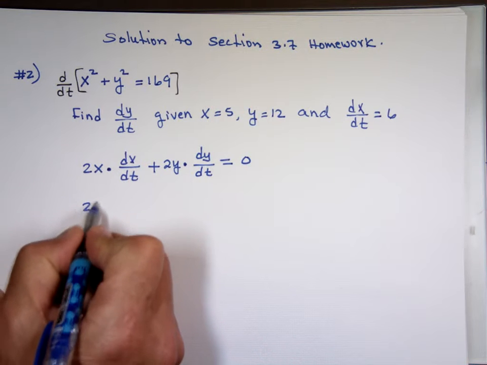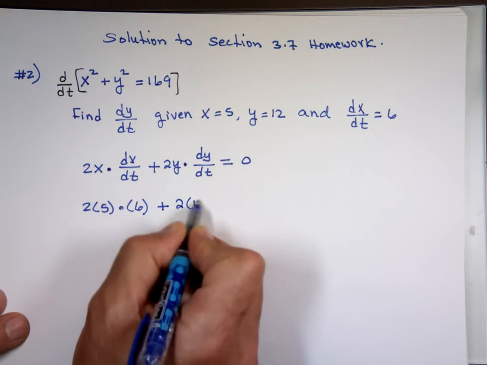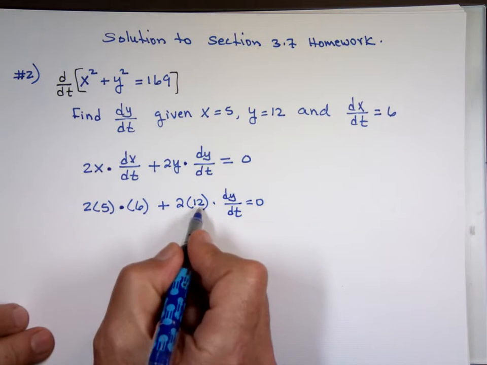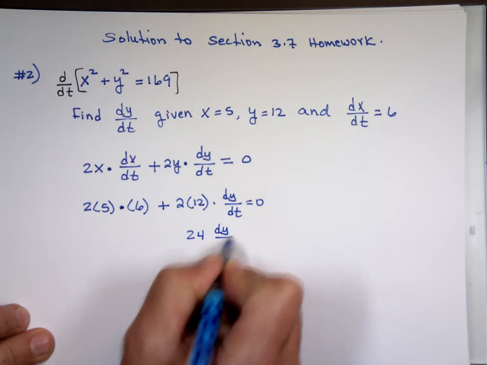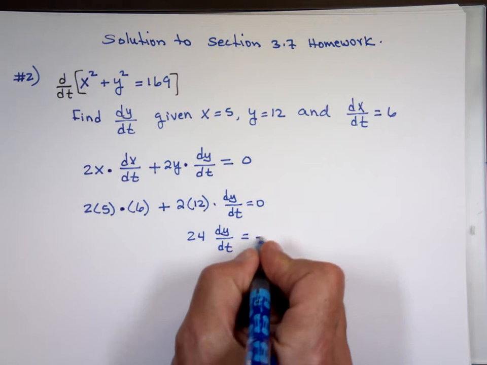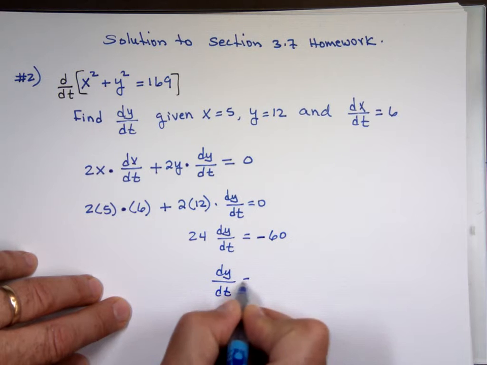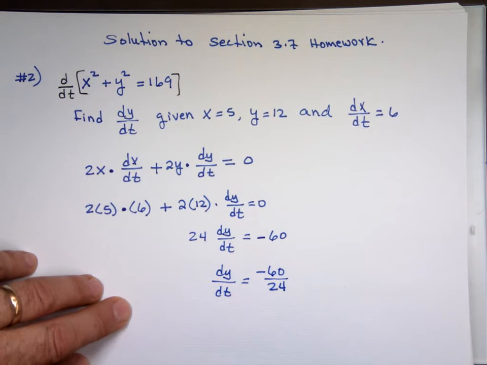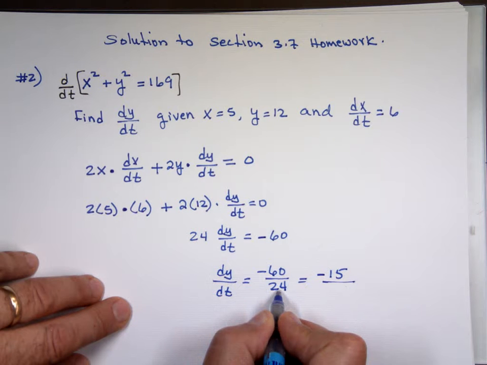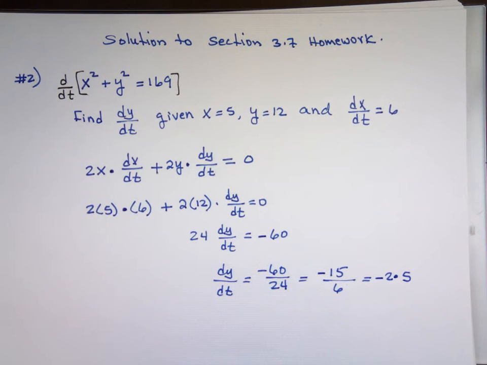X is 5, so that'll be 2 times 5 times dx/dt, which is what? 6, plus 2 times y, y is 12, times dy/dt. 2 times 12 is what? 24 dy/dt equals, what's 2 times 5? 10 times 6? 60. When you drag it to the other side, it becomes negative 60. Can we get dy/dt? Negative 60 over 24. You divide by 4, that's what? Negative 15 over 6. Is that negative 2.5? Yep, negative 2.5.